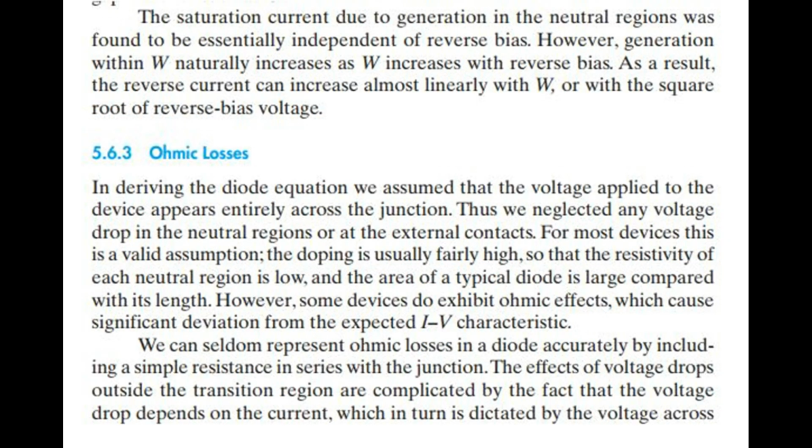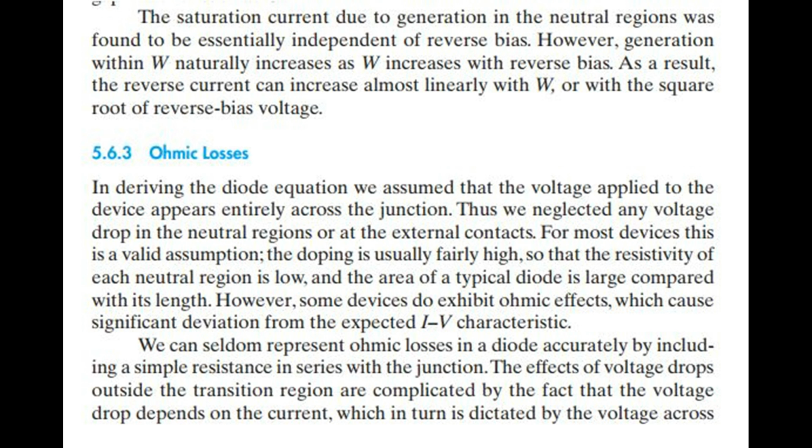Ohmic losses. In deriving the diode equation we assumed that the voltage applied to the device appears entirely across the junction. Thus we neglected any voltage drop in the neutral regions or at the external contacts. For most devices this is a valid assumption; the doping is usually fairly high, so that the resistivity of each neutral region is low, and the area of a typical diode is large compared with its length. However, some devices do exhibit ohmic effects, which cause significant deviation from the expected current-voltage characteristic.